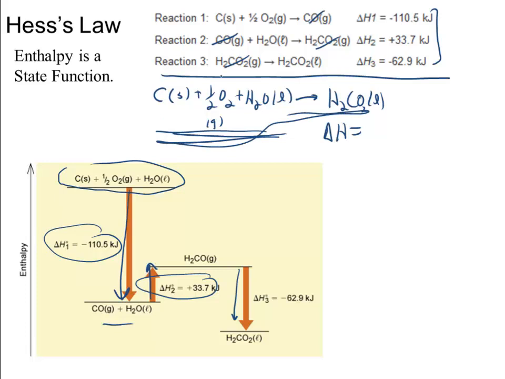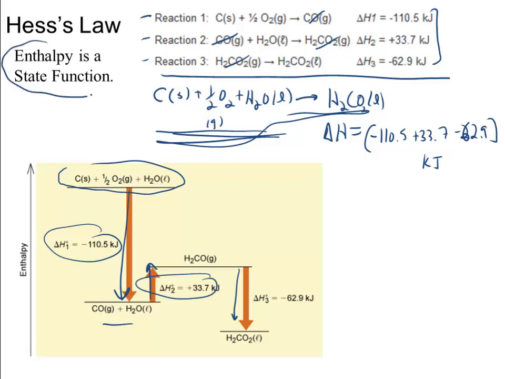But you can figure out the delta H for it from knowing the delta H's of these other reactions that you do know. And so delta H for that will be minus 110.5 plus 33.7 minus 62.9. So if you add all those up, it'll be that many kilojoules. It will be delta H for that reaction. So that's the idea of Hess's Law.